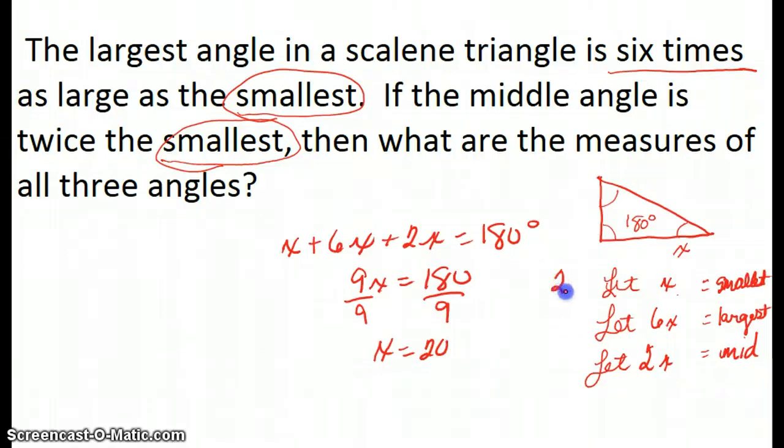So this is going to be 20 degrees, 120 degrees, and 40 degrees. Ooh, not 180, that would be the whole triangle. If you got 180 there, you'd know you did something wrong. And if I add those up, 120, 160, 180, all 3 angles add up to 180 degrees.